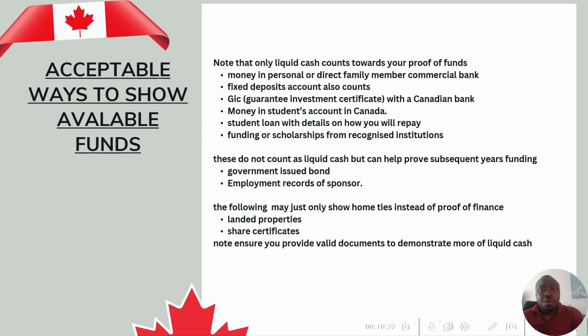And what we recommend is, at least if you are doing a 2-year course, show that the tuition for that 2-year course is at least complete, and that your living expenses for 1 year, you must show it. Then show acceptable ways whereby they will be able to verify and prove beyond reasonable doubt that you can pay for subsequent years. Now, these are the acceptable ways to show available funds.